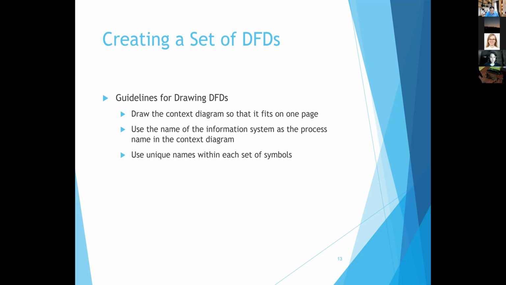So if you say, okay, what if we have, let's say, 50 processes in our system, what should we do? You have to revise your data flow diagrams, and you have to use a technique that we call partitioning your data flow diagrams, which I'll talk about later, in order to put every related thing together on one page only. Then use the name of the information system as the process name in the context diagram, and use unique names with each set of symbols.